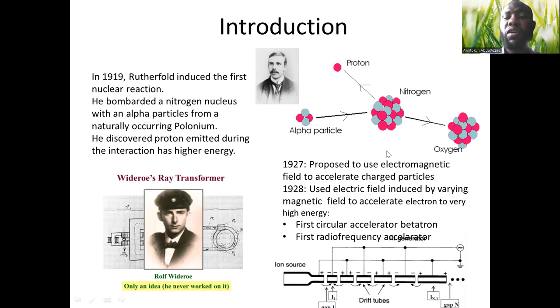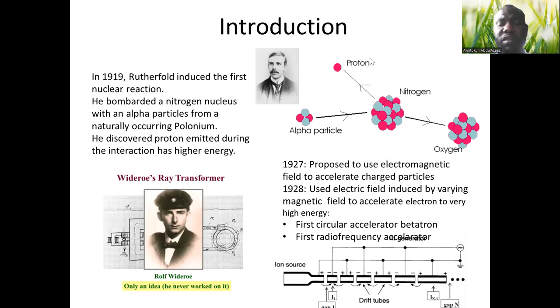Following his discovery, in 1927, Wideröe proposed for his PhD thesis to use an electromagnetic field to accelerate charged particles. But this was turned down by his supervisor. But he never relented, he never gave up on his idea. In 1928, he created the first electric field induced by a varying magnetic field to accelerate electrons to a very high energy.